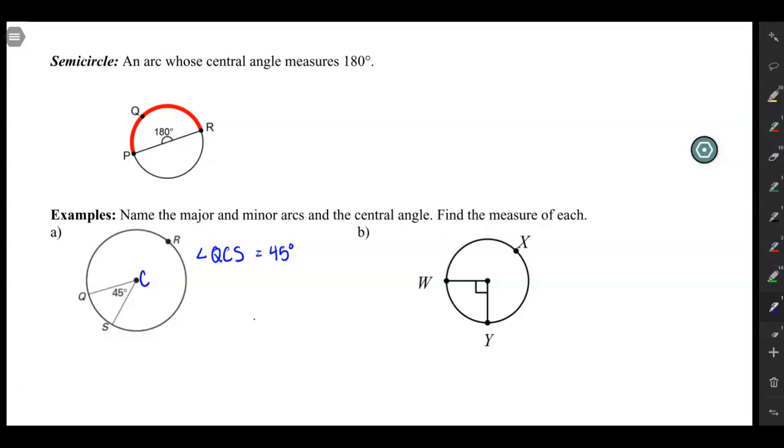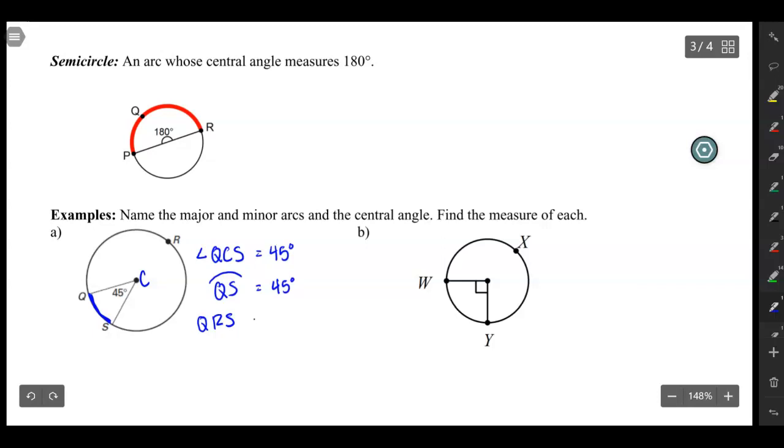Then let's look at the minor arcs. Remember, the minor arc is this little portion between or kind of within the central angle. And we name the minor arcs with just 2 letters. So arc QS would also be 45 degrees. And then to get my major arc, I've got to include that middle letter. So QRS, that's the bigger chunk of the circle. To figure out what that angle is, I need to do 360 degrees minus 45 degrees, which is equal to 315 degrees. So that's the measure of my major arc.